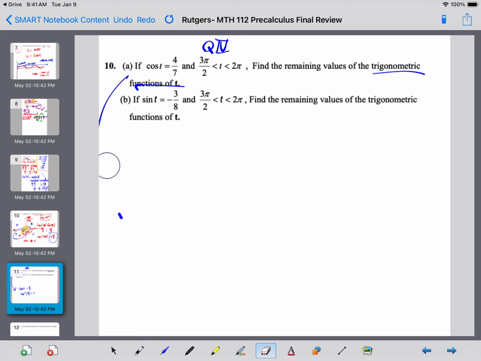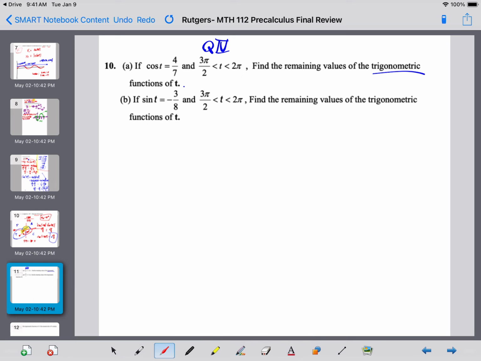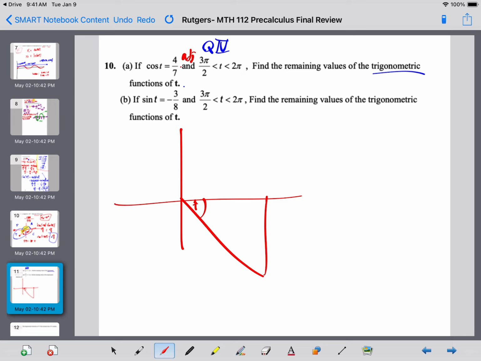So there's really two things you could do. You could use identities, like Pythagorean identity to find sine, and then tangent is sine over cosine. Or you could do your right triangles. I recommend doing right triangles when you want to find all the trig functions of t. So, let's do the right triangles. It's quadrant 4. You're using the reference angle. So this is where your t will be. And then cosine in SOHCAHTOA is adjacent over hypotenuse. So your adjacent is 4. Your hypotenuse is 7. So then we need to find the opposite.